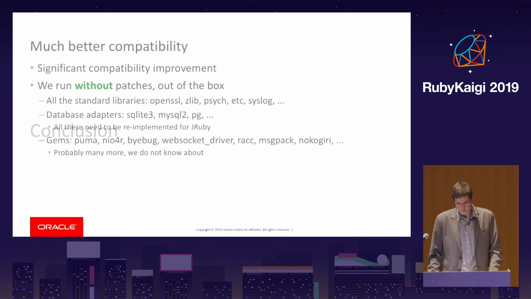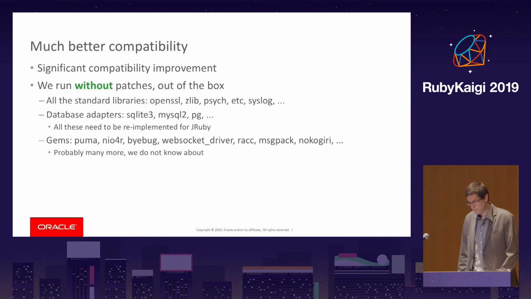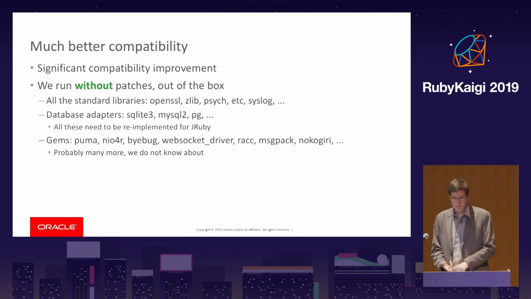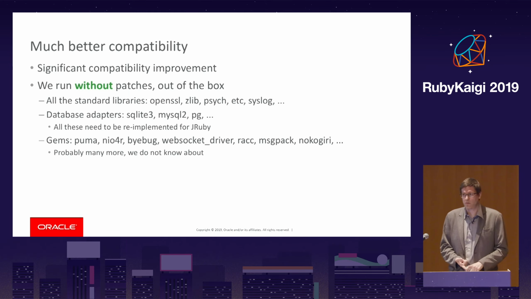So in conclusion, what does this mean? We have much better compatibility with C extensions. In practice, we can run without patches out of the box the standard libraries we have, so that's OpenSSL, zlib, Psych, which is the YAML implementation, etc., and syslog. From the database drivers, we can run SQLite, MySQL, and PG, also without patches. And this is particularly important because you don't need to replace that with some Java implementation or anything like that for JRuby. It just works.